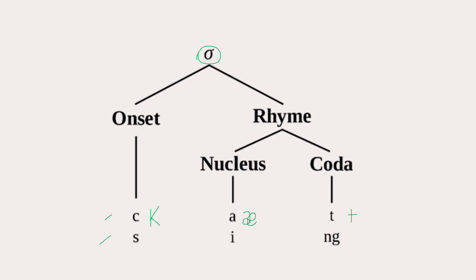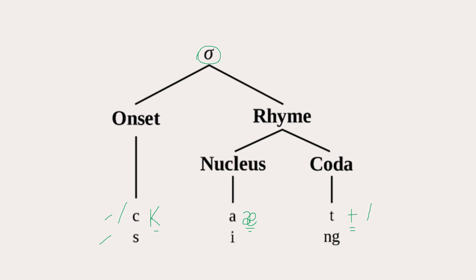So in the word or in the syllable cat, your onset is represented by the symbol K. Your nucleus, which is your vowel sound, is represented by the symbol ash. And your coda, which is your final sound in the syllable, is represented by the symbol T.